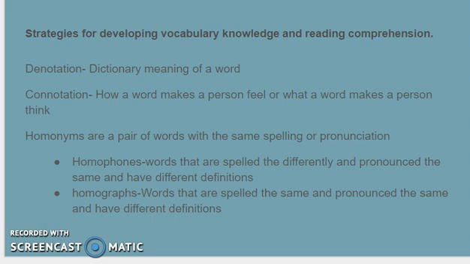Some strategies for developing vocabulary knowledge and reading comprehension will follow. So, the denotation of a word is the dictionary meaning of a word, and the connotation of a word is what a word makes you feel when someone says it. So, if you were to say poor, you get a certain picture in your head of some dirty people, maybe, who don't know how to do anything. They might not even be smart.